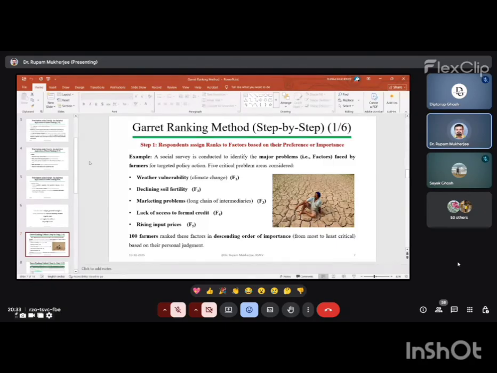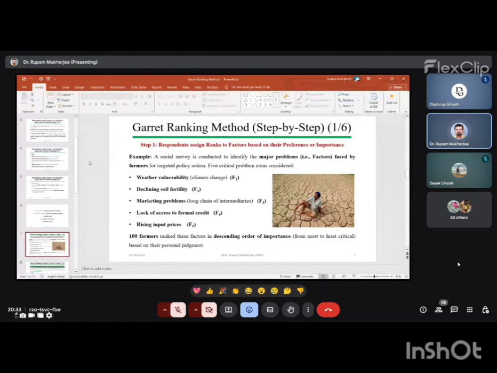So suppose I have determined that 100 farmers have to be interviewed, and these 100 farmers are my sample. From this entire village composed of many farmers, I have selected 100 farmers, taking into account their land holding size, their education level, their family size, and different factors. They are the representatives of this population. Population means the entire group of farmers in the village.